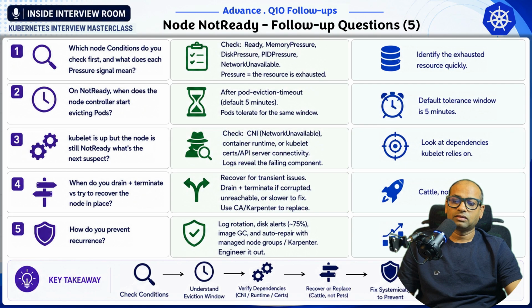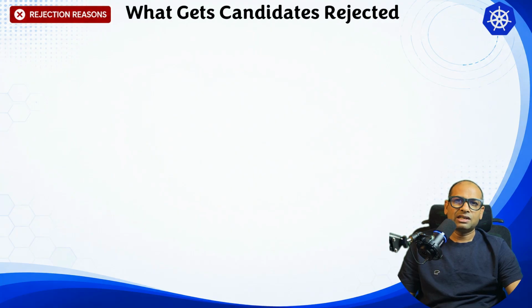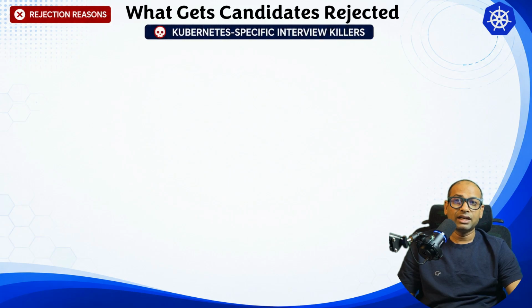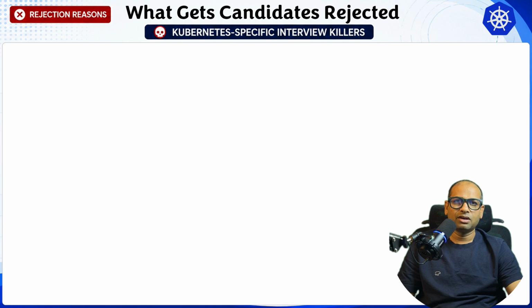All right, questions done. Let me pull back the curtain and tell you plainly what actually gets people rejected. These are not trick questions. Every single one of these has happened in a real interview. There are 14 of them, and I'll go fast because I want you to feel the pattern. You get rejected when you can't name what etcd stores.